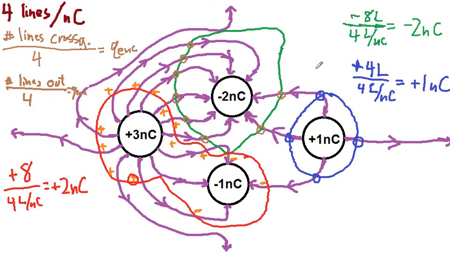And then we're back here. So for the red, we have a net 8 lines going out. And actually, sorry, I shouldn't write out. I should write that as +8, right? So +8 lines going out divided by 4 lines per nanocoulomb. And that means we have a net charge of +2 nanocoulombs inside. And sure enough, +3 -1. So that works. So this probably seems, on one level, kind of obvious, right?